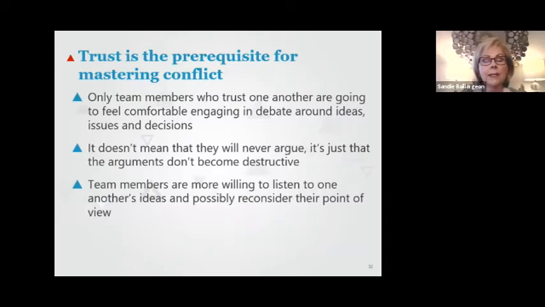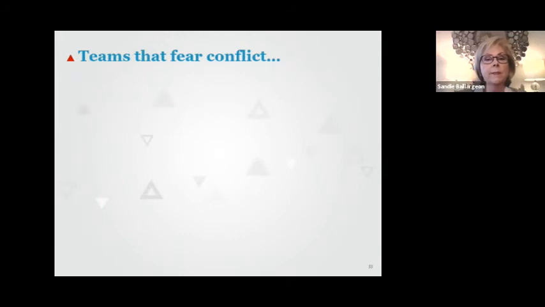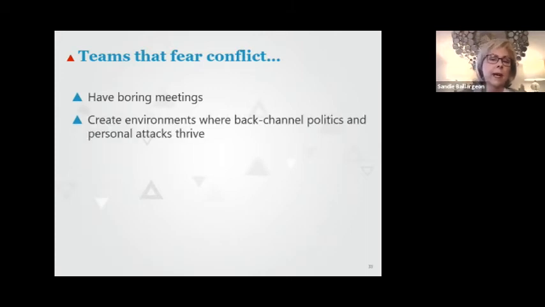Team members are more willing to listen to one another's ideas and possibly even reconsider their point of view once they hear the other person's side. So teams that fear conflict have boring meetings. And I know I've attended many boring meetings, and a lot of times their meeting issues are rehashed over and over again because an action plan hasn't been achieved from that, and somebody hasn't been held accountable for achieving that action. So that's a key way of making meetings a lot less boring.